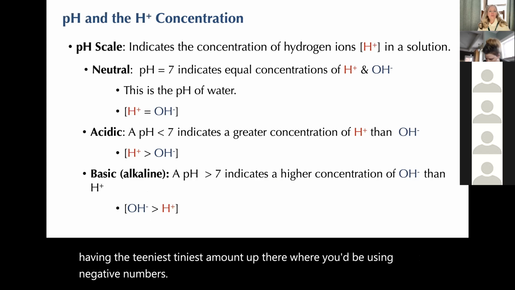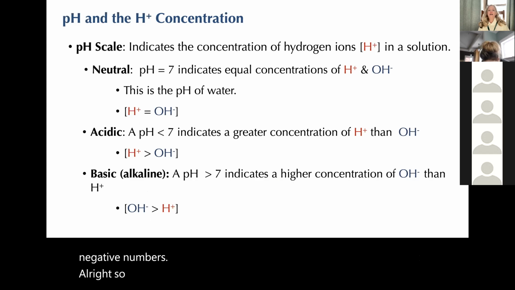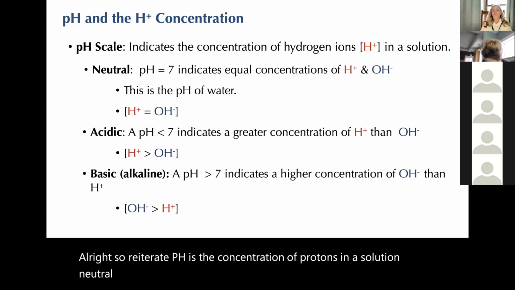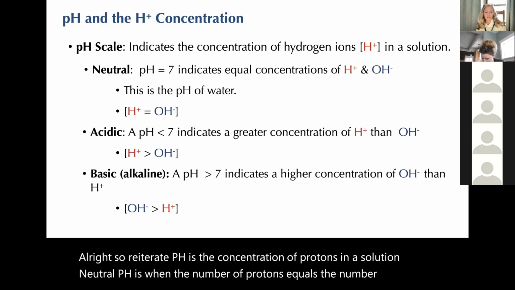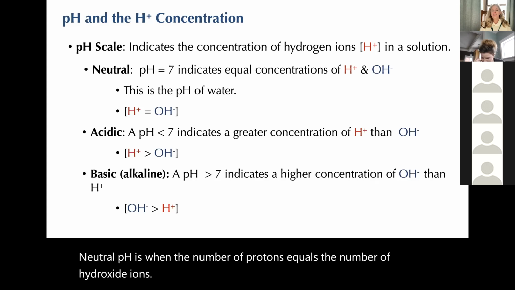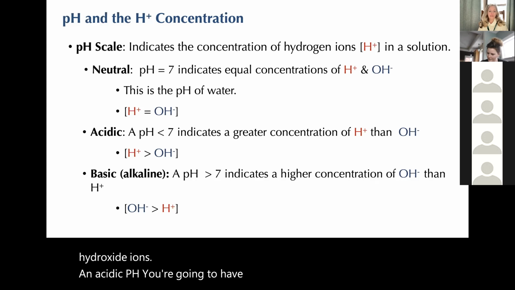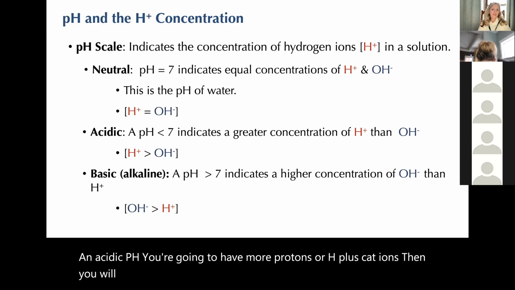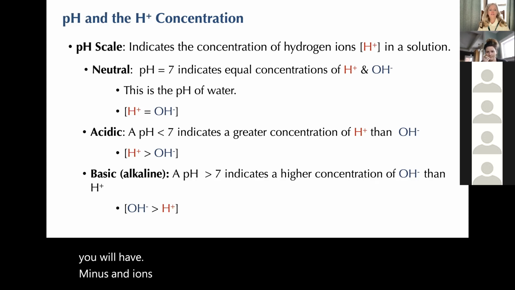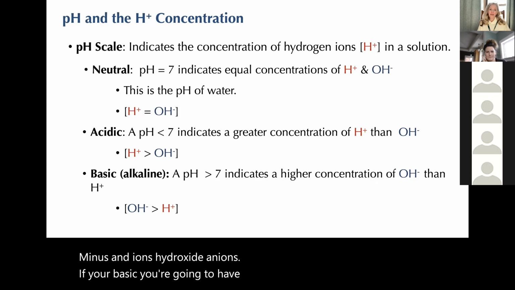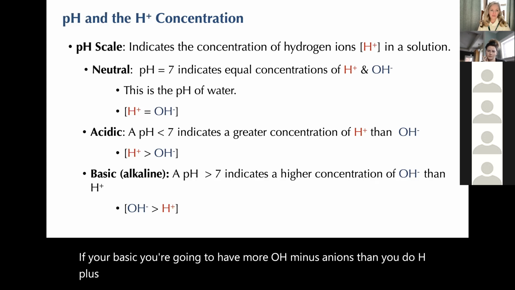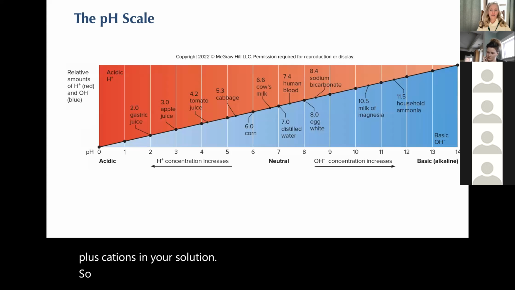All right, so to reiterate, pH is the concentration of protons in a solution. Neutral pH is when the number of protons equals the number of hydroxide ions. In acidic pH, you're going to have more protons, or H plus cations, than OH minus hydroxide anions. If you're basic, you're going to have more OH minus anions than H plus cations in your solution. So this is all that it means.